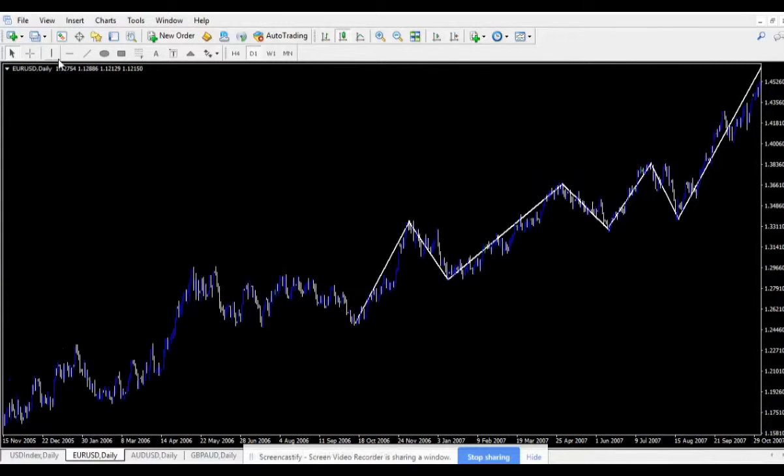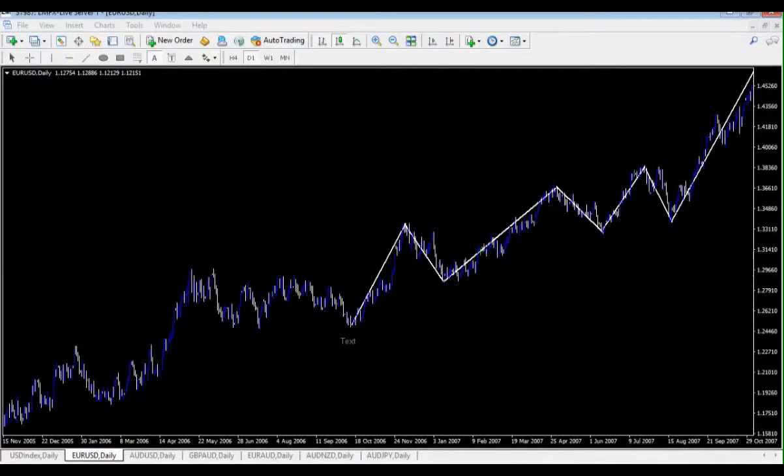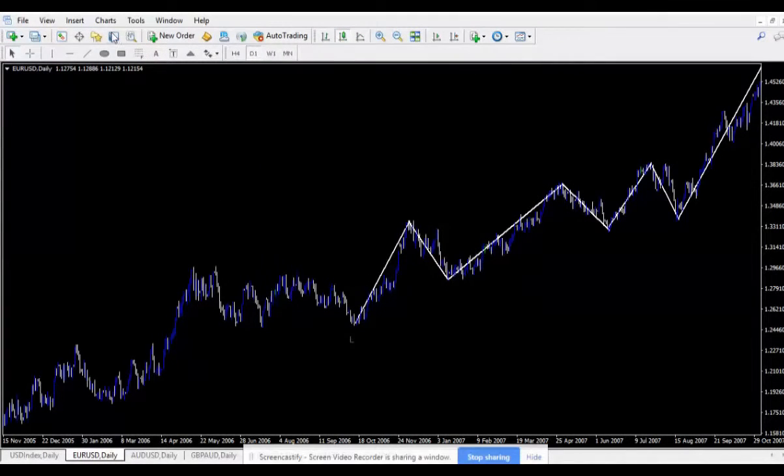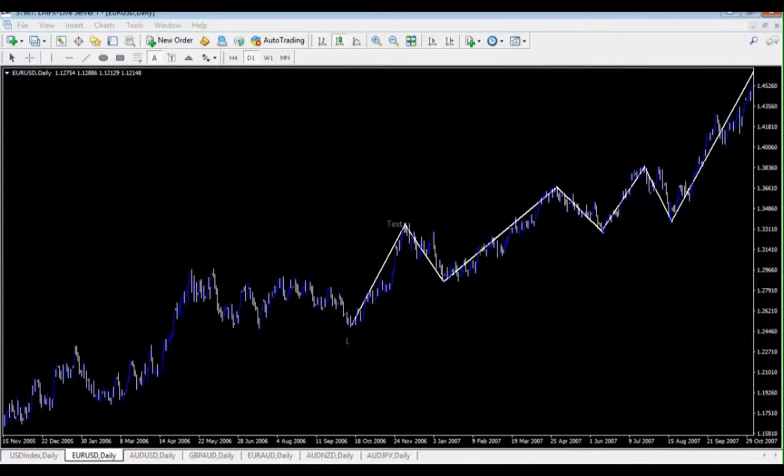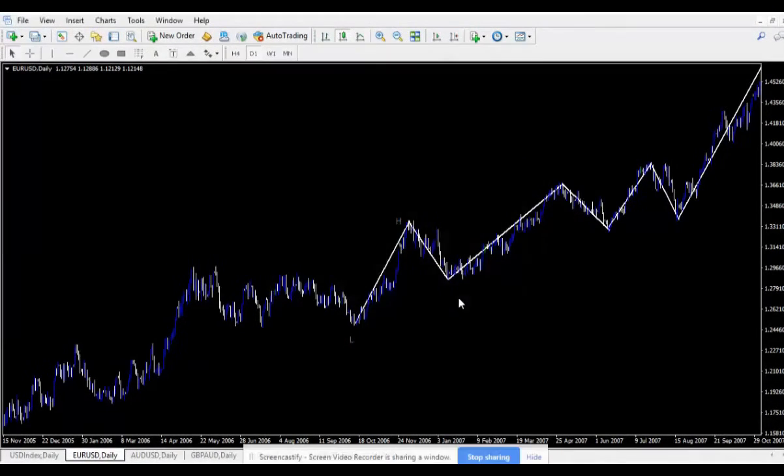Let me label these. Have our low, right? And we have our high. I'm gonna zoom in a bit, so we can see it more clearly.